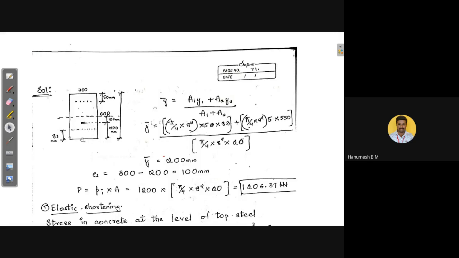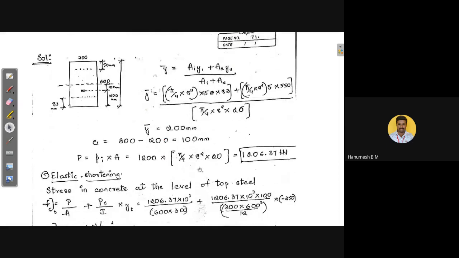Now, once we know the CG of the steel from the bottom of the beam, can we calculate the eccentricity? Eccentricity implies it is the vertical distance between the CG of the concrete and the CG of the steel. The CG of the concrete will be exactly at the centroid of the section, exactly at the center of the concrete section. Now this eccentricity will be equal to half of the depth, 300 mm, 300 minus 200. E is equal to 300 minus 200, which is equal to 100 mm. So this is the eccentricity.